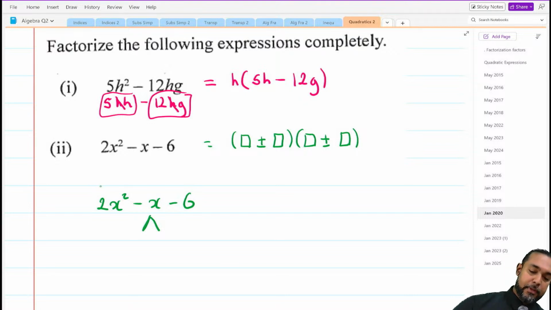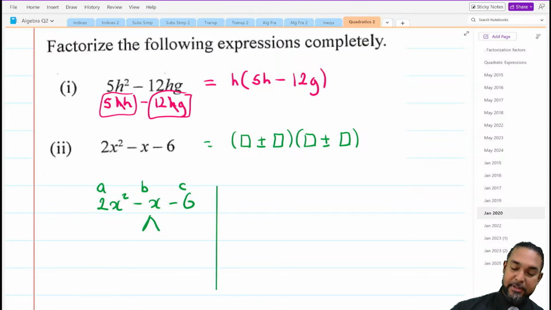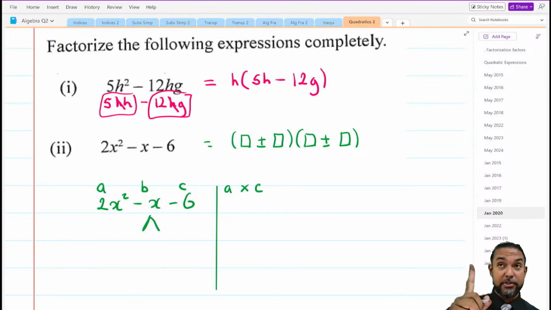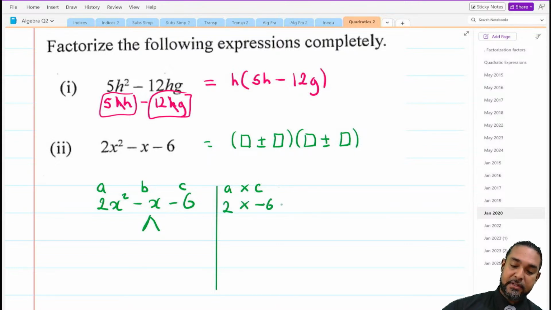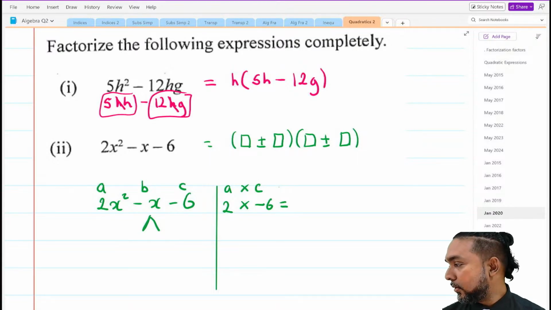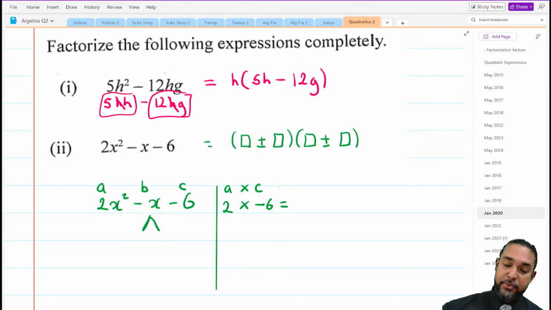Right. So as we know, the coefficient of x squared we normally call a, the coefficient of x we normally refer to as b, and the constant term we call c. And what's the little trick we have to apply here? We have to multiply what by what? A by c, the coefficients, not the x's, just the numbers. So we're going to multiply 2 by minus 6. And what's 2 multiplied by minus 6? Minus 12, that's correct.